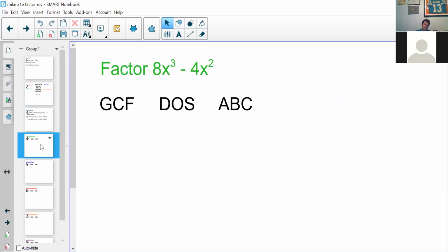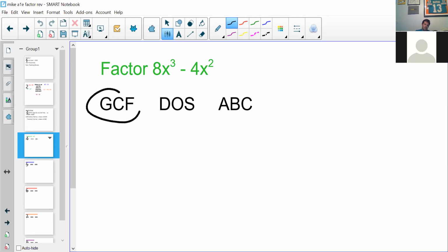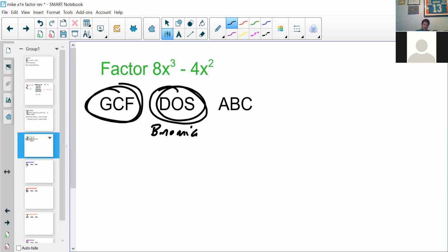So I'm going to go through a bunch of examples here. The first one is factor 8x to the third power minus 4x squared. We want to check for the GCF, and you're going to circle this GCF every single time. Then we also want to check for difference of squares. I see 2 terms, that's a binomial, so that eliminates our ABC method. We're not going to worry about that. We'll check difference of squares, but that's after we focus on the GCF.